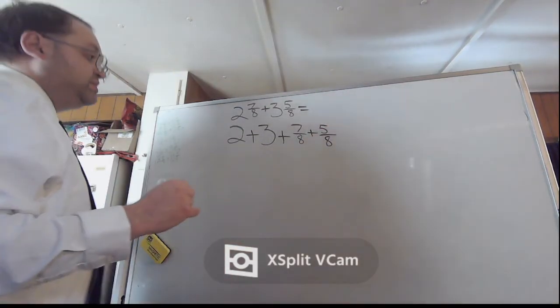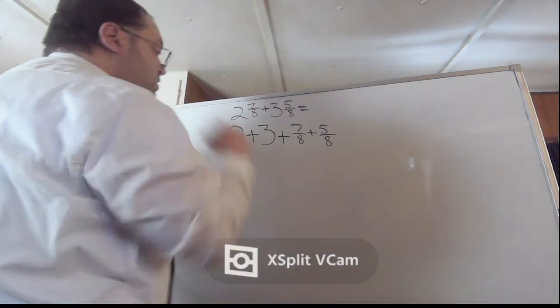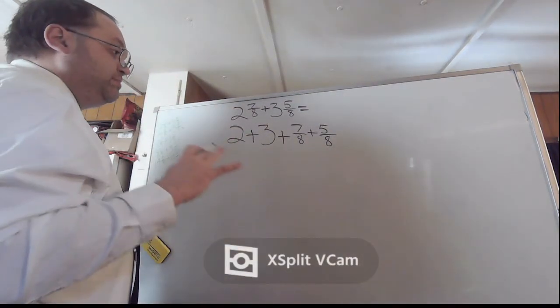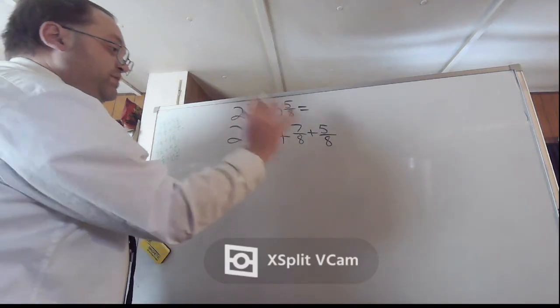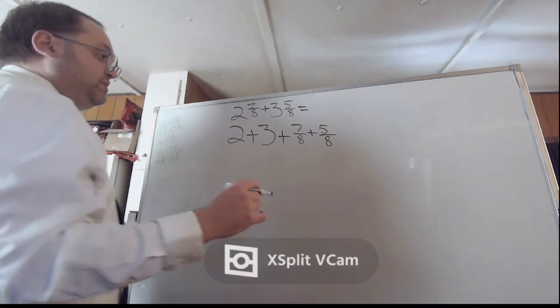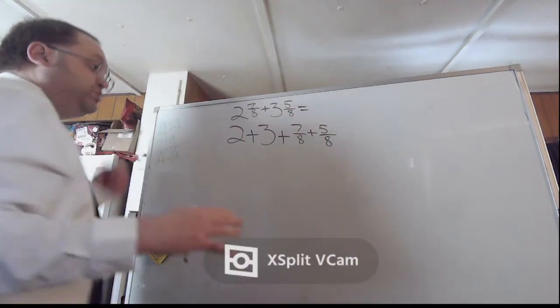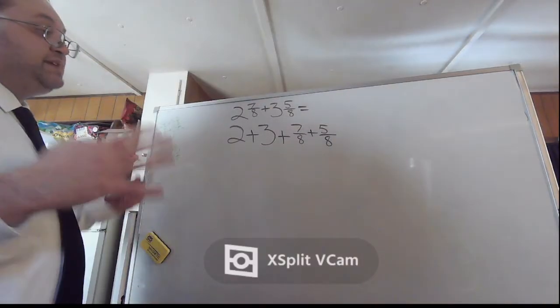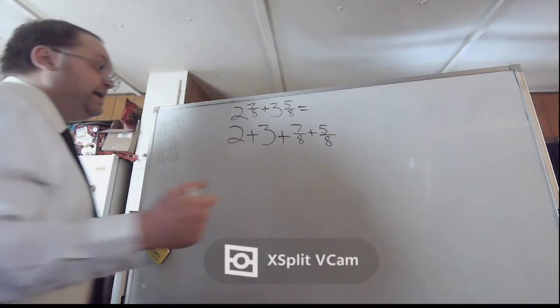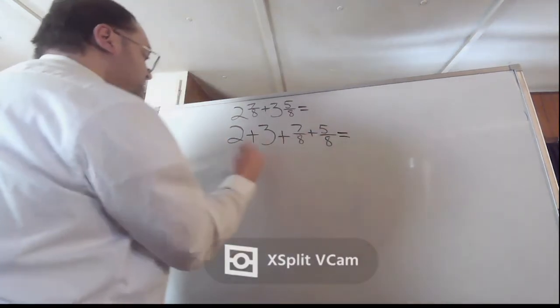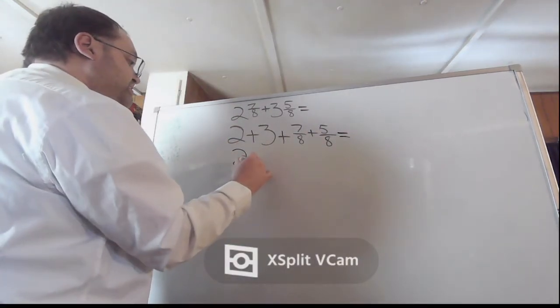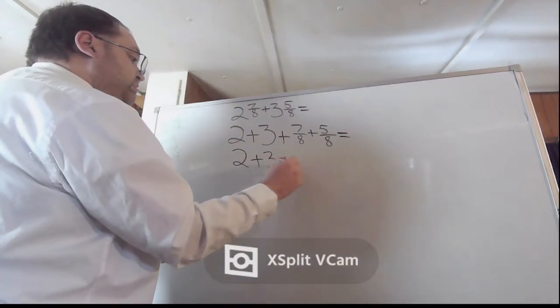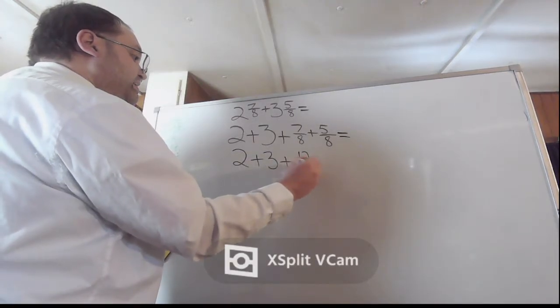Now this doesn't look so bad. What you need to do now that you have your whole numbers separated is just focus on adding the fractions together. This one's nice because both fractions have the same denominator, so you can go ahead and add them. So this will work out to be 2 plus 3 plus 12/8.